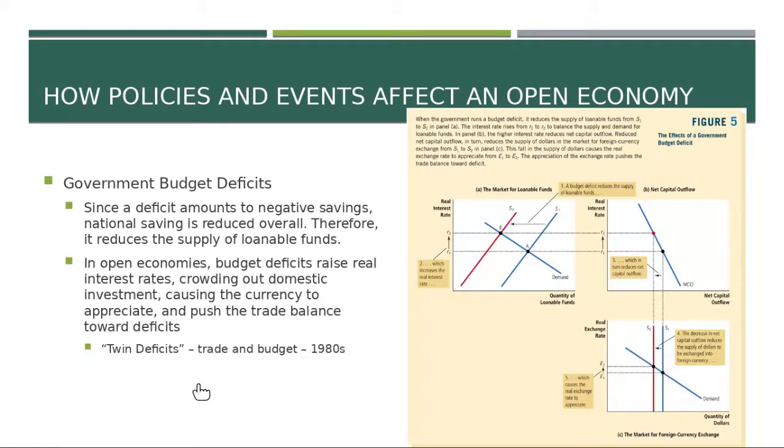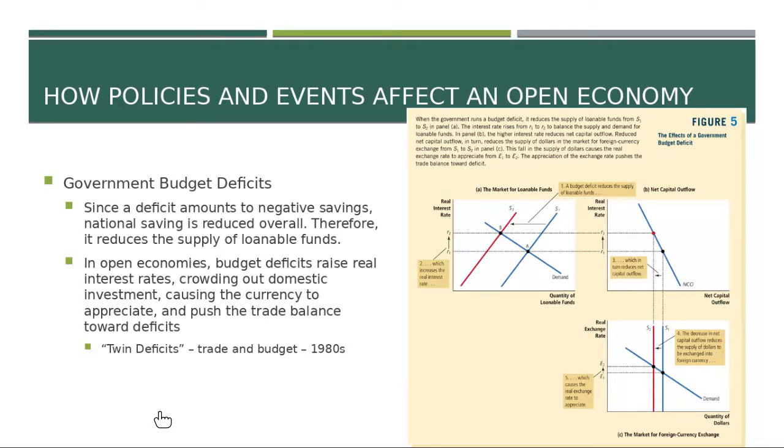In open economies, budget deficits raise real interest rates, crowding out domestic investment, causing the currency to appreciate and pushing the trade balance toward deficits. Now, this is what we call the twin deficits, a trade deficit and a budget deficit. And this is one of the things that plagued the macroeconomy in the 1980s, particularly in the United States.